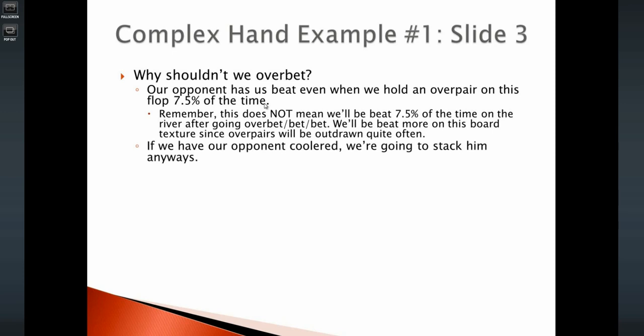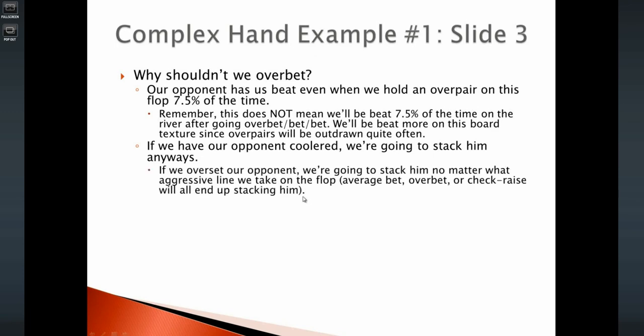In addition, if we have our opponent coolered, we're going to stack him anyways. Remember, this is a really big factor to think about when debating whether or not you want to overbet. If we overset our opponent on the flop, we're going to stack him no matter what aggressive line we take on the flop. Whether or not we make an average bet size, whether or not we make an overbet, whether or not we make a small bet, whether or not we check raise, they all will end up stacking him by the river.